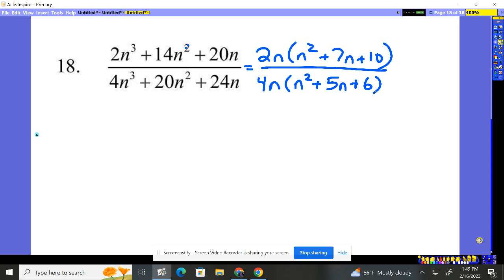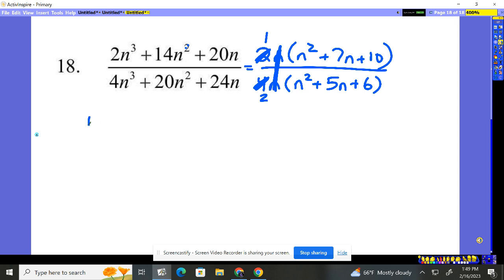Now, if we want, right now we could cross those n's out. Say, hey, both these can be divided by 2. That's a 1. That's a 2. That's fine. If you want to do that, great. But I do need to still take the trinomial up top, the trinomial on the bottom, and factor them.